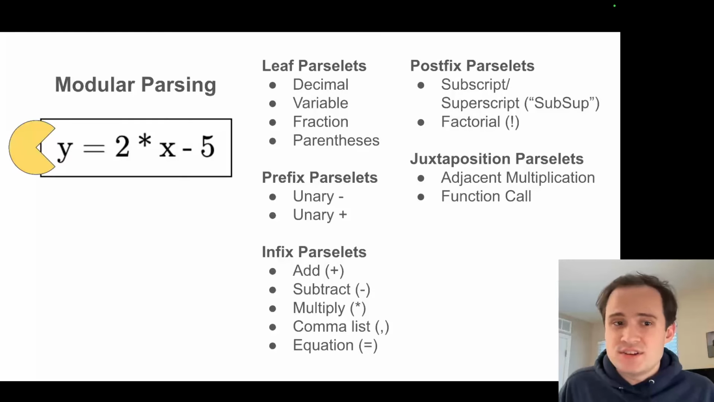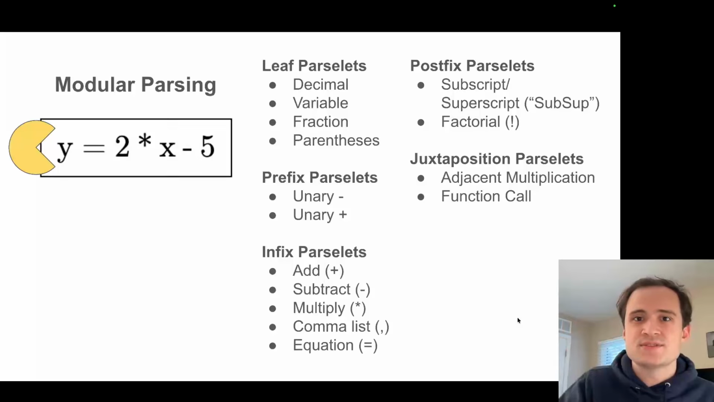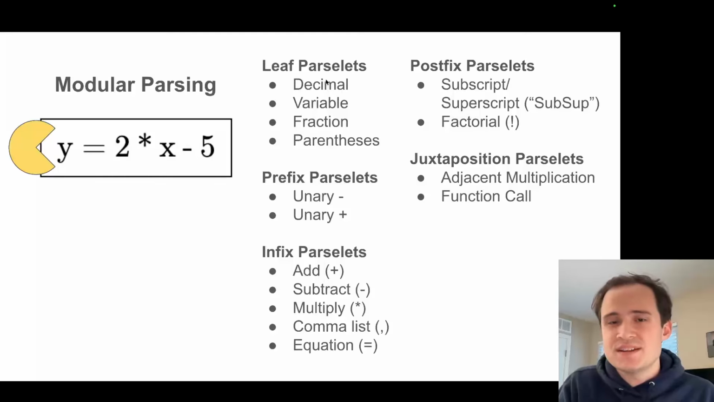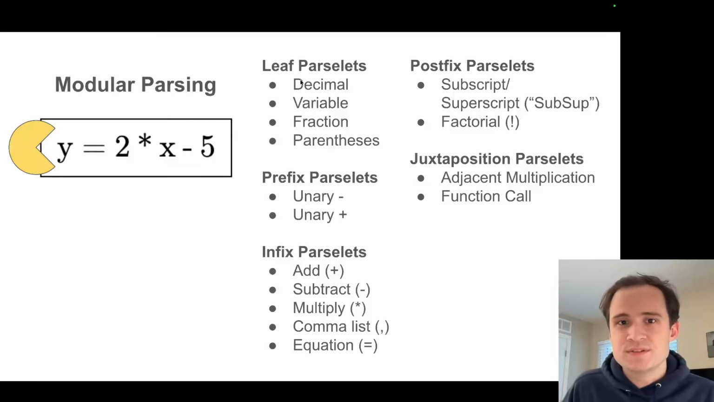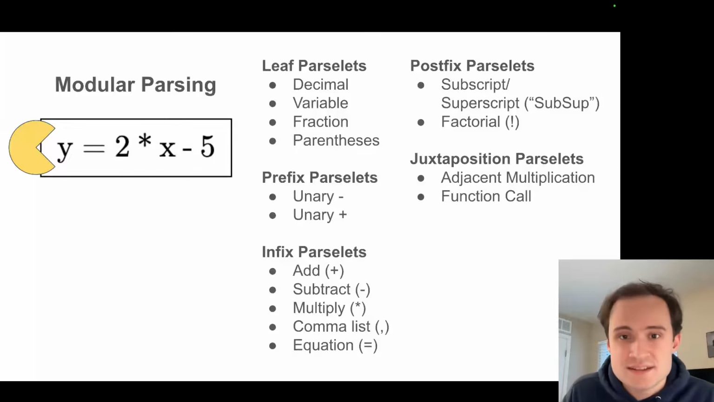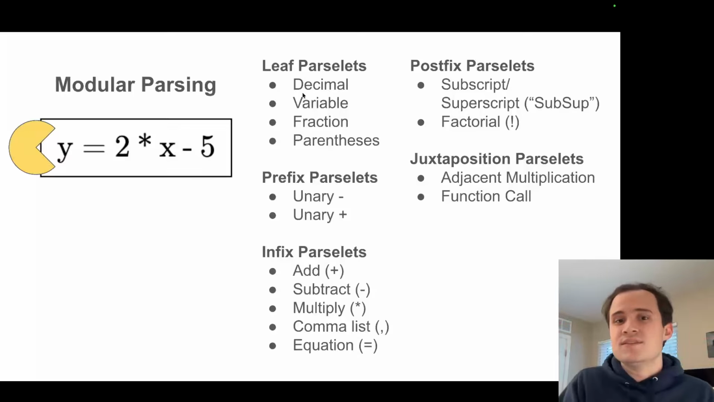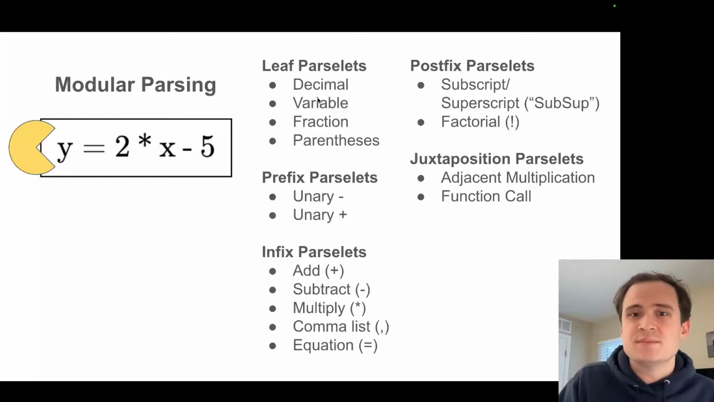Well, with modular parsing, we are going to have a bunch of individual parselets, and each one knows how to chomp certain things. So for example, a decimal parselet knows how to chomp, chomp, chomp, but it only eats decimal numbers. So it looks for digits, maybe a decimal point somewhere, and that's all it knows how to do. If it runs into anything else, it's going to give up and throw an error. The variable parselet only knows how to eat variables, and so on.